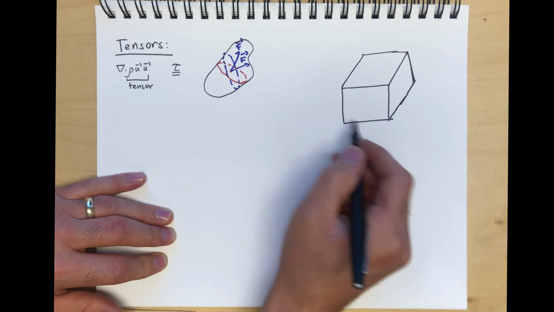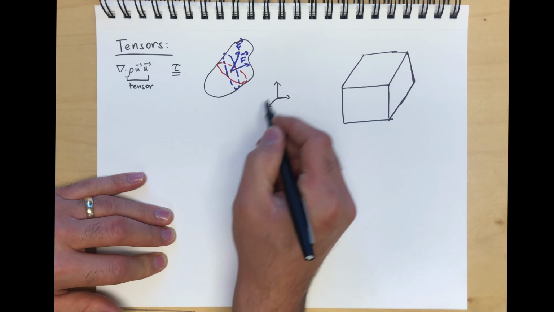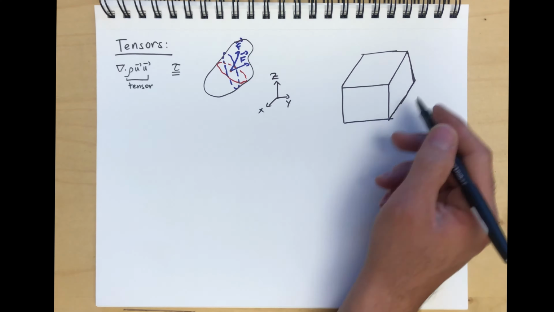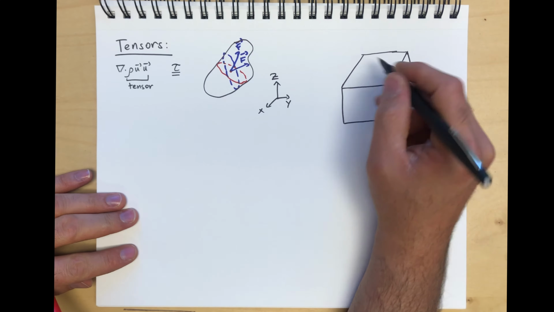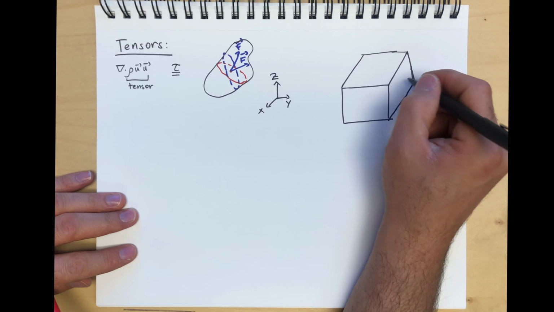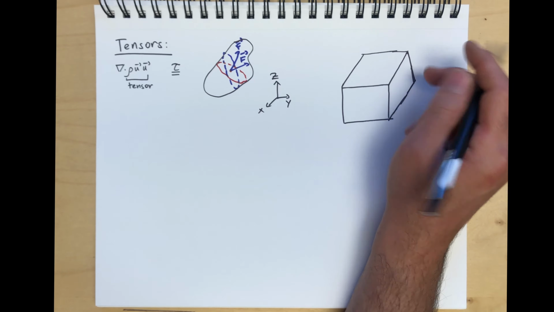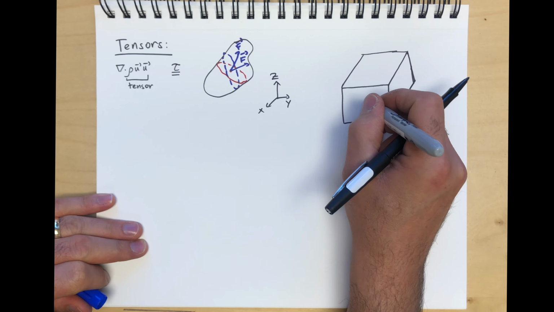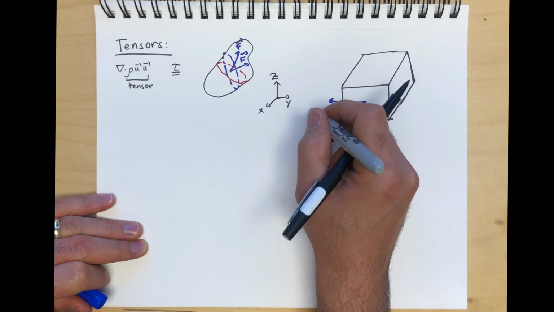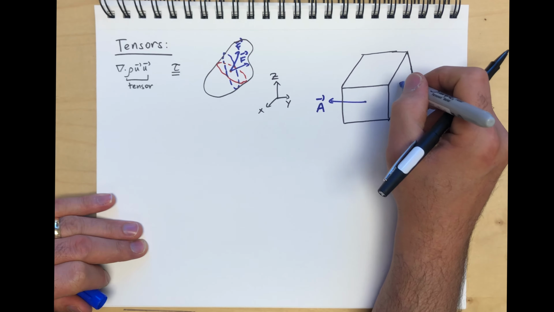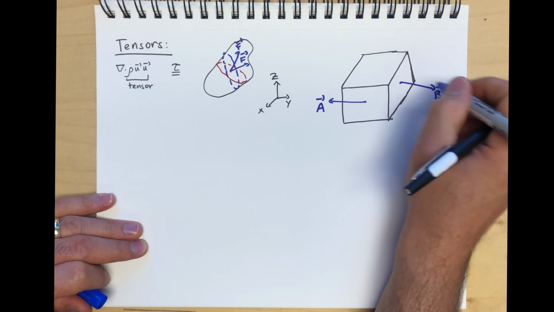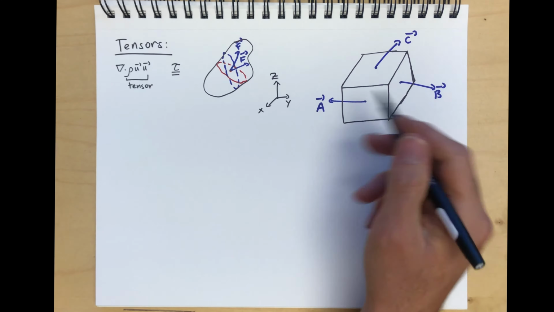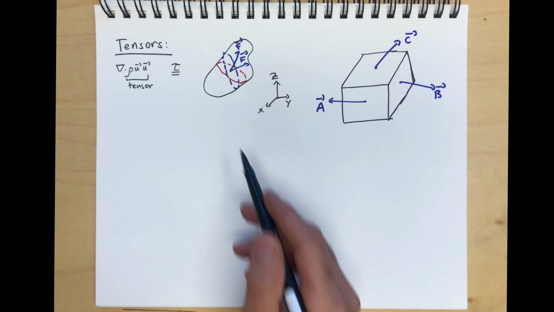Now I'm going to take this orientation over here, x, y, and z. It turns out that to describe the state of stress at any point here, all you need is the stress vector on three mutually perpendicular planes. So over here, let's say you have a vector pointing in that direction. Let's call this vector A. Over here you have vector B, and over here you have vector C.